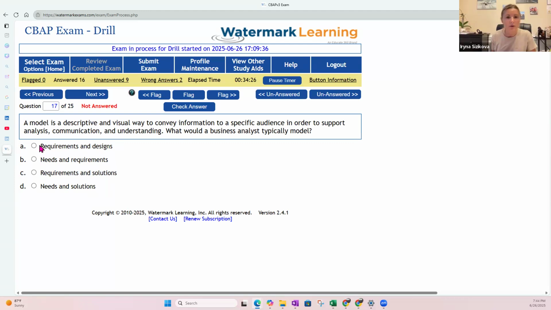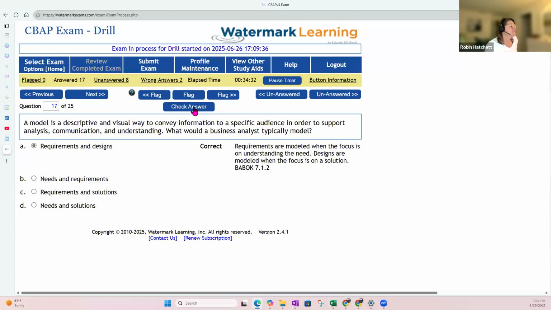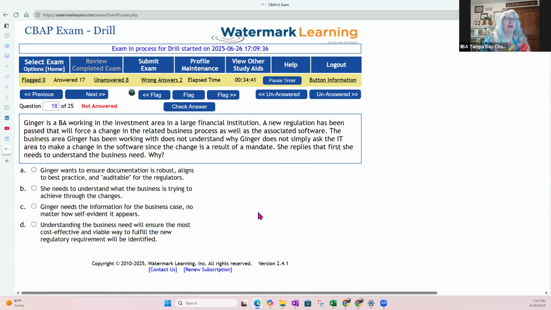A, requirements and design. Requirements are modeled when the focus is on understanding the need. Designs are modeled when the focus is on the solution. You are correct again. I'm not surprised.